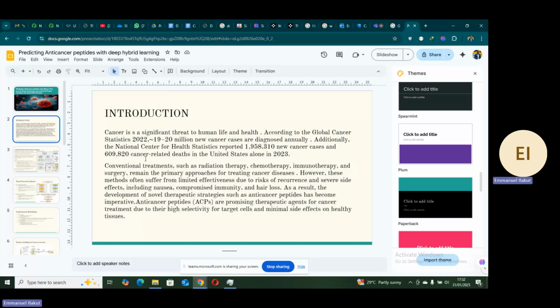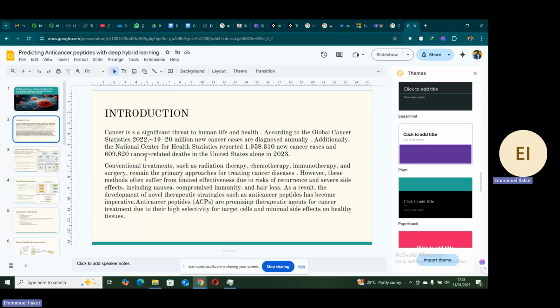As a result of all these effects from the traditional cancer treatments, this has given way to the development of new strategies to fight cancer. Today we are discussing anti-cancer peptides. Anti-cancer peptides are specific peptides that have the ability to fight cancer. What we are trying to accomplish here is to build a model that will be able to predict the anti-cancer peptides and those that are not anti-cancer peptides. In other words, we're going to be doing a classification task here.